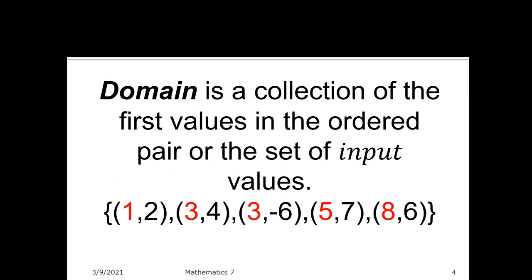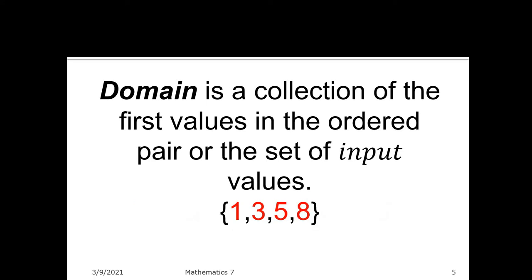So the domain refers to the input, the collection of the first values in the ordered pairs. In this case, we have 1, 3, 3, 5, 8. But when we write them in set form, we will not be repeating 3. As you can see earlier, we have 2 threes, but we are only going to write it once. When you are asked to write down the domain, you have to enclose it in a brace and separate it with commas.